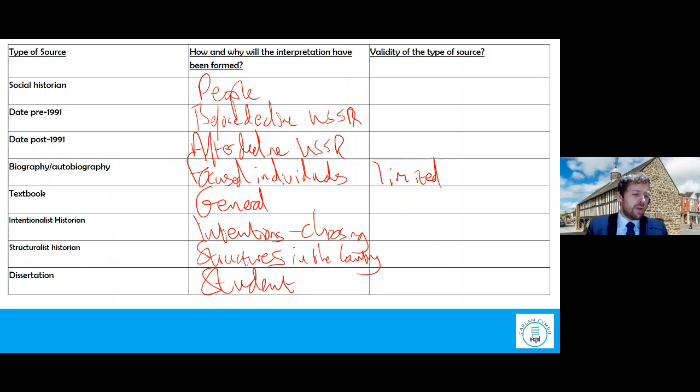So just some key words, key kind of descriptive words for the interpretations that might come up in the interpretation that you're given in your exam. And all the while you're thinking about, does this make this more or less valid within the context of that key issue in the question.